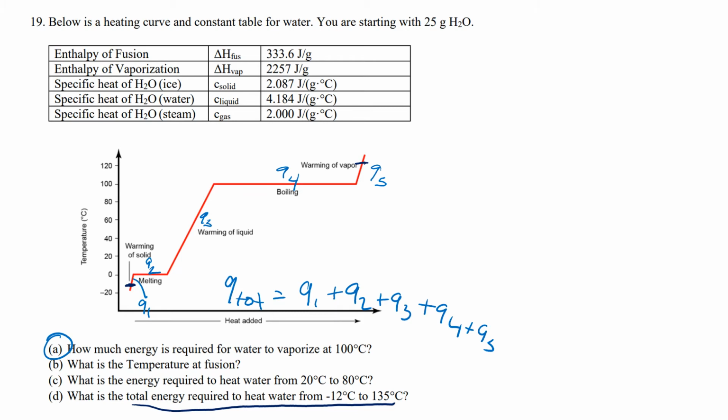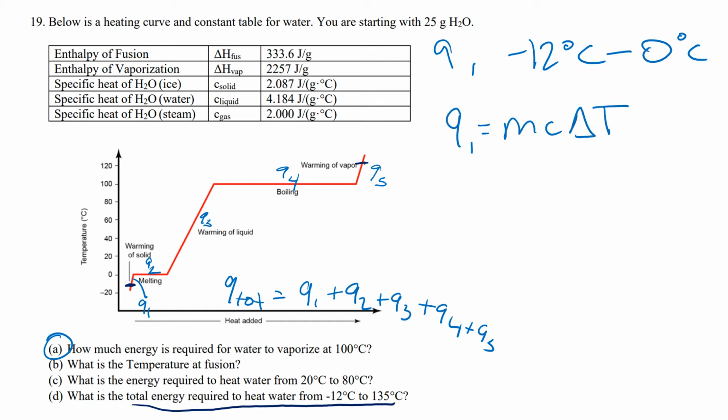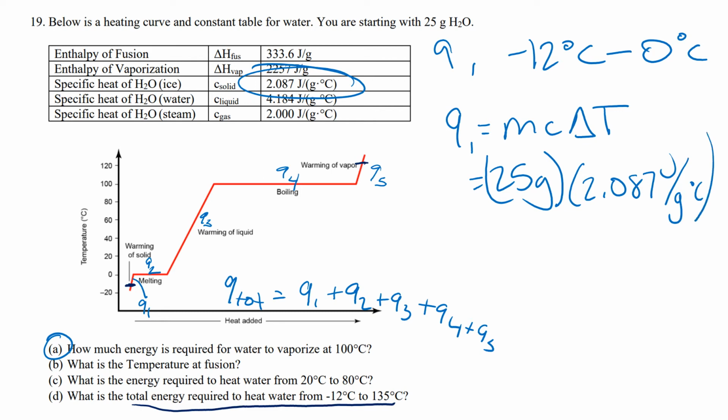Let's get started. Q1 is when we're going from negative 12 degrees Celsius to 0 degrees Celsius when it's in the solid phase. So we have to use Q equals mcΔT: 25 grams times the specific heat of solid water, times change in temperature, which is just 12 degrees. And so I get 626 joules.